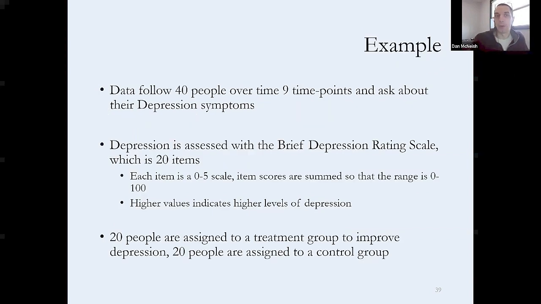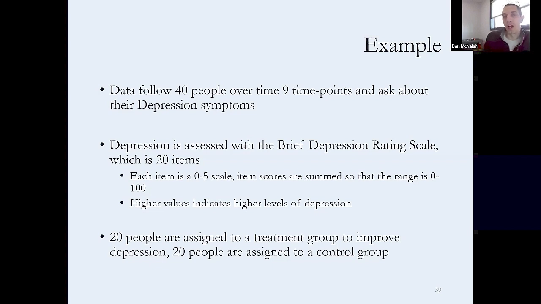As an example, let's say we have 40 people who we follow over 9 different time points, and we're interested in their depression symptoms. So I have some score or some questionnaire that I ask. It goes from 0 to 100. In this case, there are 20 items. Each item is on a 0 to 5 scale. Higher values are going to indicate more symptoms of depression. And so I'll have 20 people in a treatment group, I'll have 20 people in a control group, and I want to talk about differences in depression symptoms over time.